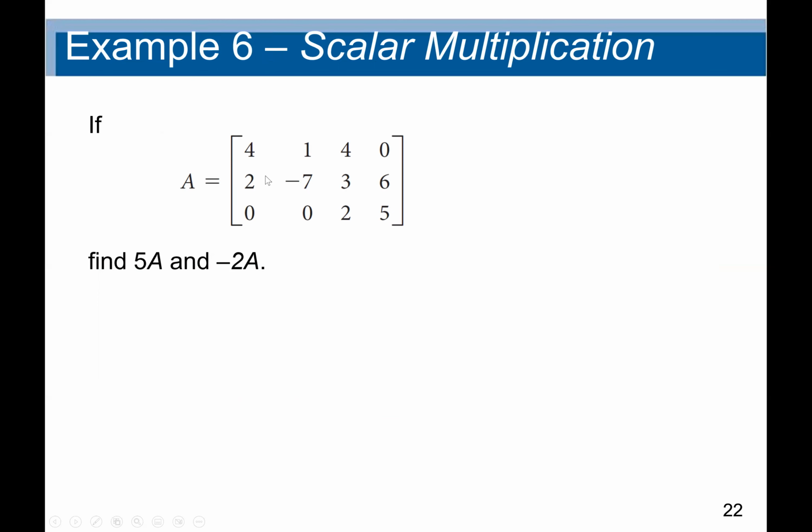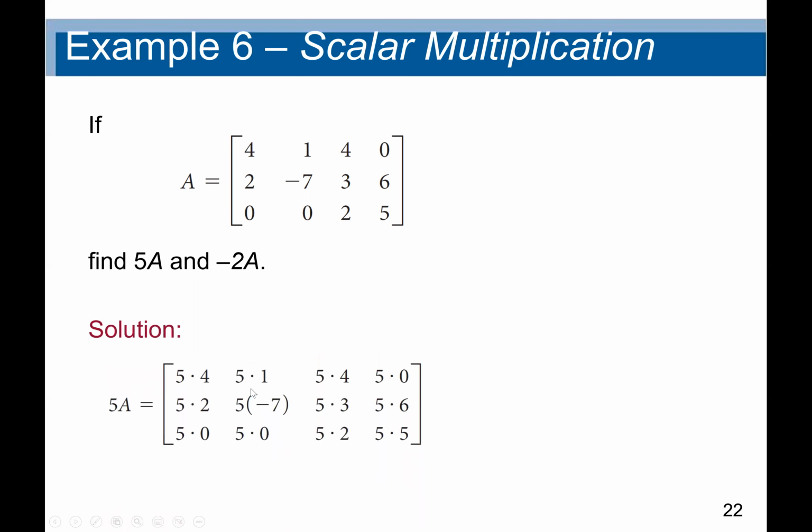Let's see an example here. We have a matrix A, and we can see matrix A is 3 by 4. And they say we should find 5A. This means I'm going to multiply 5 by all the elements in the matrix. Then also we're going to find negative 2A, which means I'm going to multiply negative 2 by all the elements in matrix A. So first, 5A will be 5 times 4, 5 times 2, 5 times 0, all the way to 5 times 5. We multiply 5 by all the elements, and our answer is: 20, 10, 0, 5, -35, 0, 21, 5, 10, 0, 30, 25.